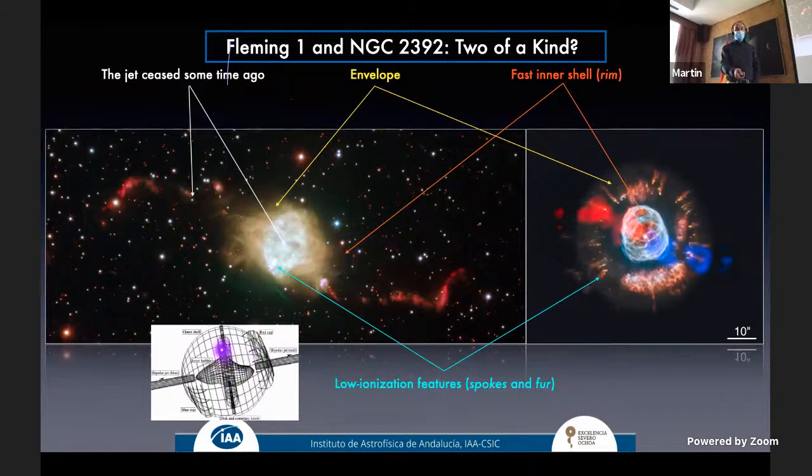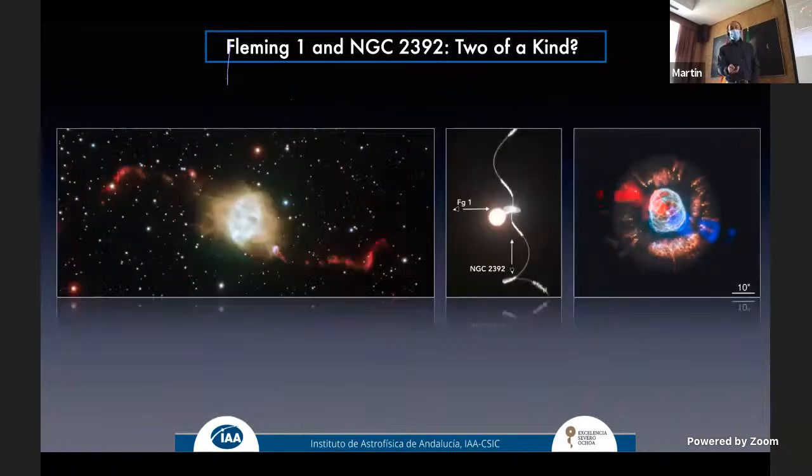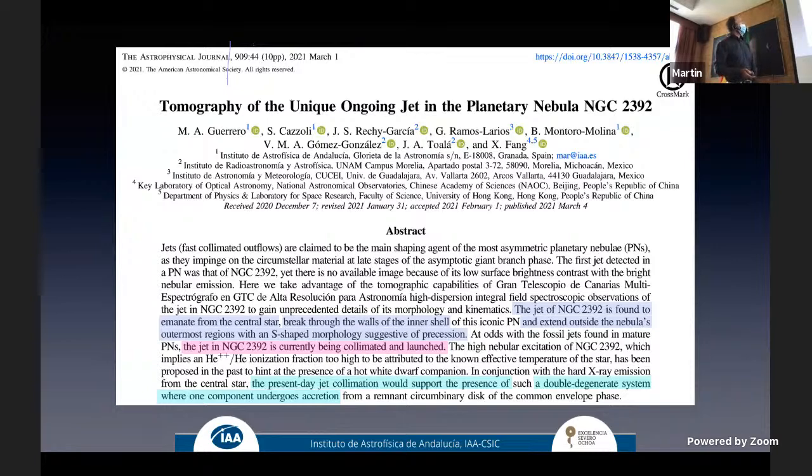One can see here the model that Maria Teresa Garcia Diaz made of this source, which corresponds quite nicely to what can be seen in this other case. So we are launching the idea of proposing that Fleming 1 and NGC 2392 are very similar sources, but seen from different points of view. Also, in the case of Fleming 1, we are observing this source a bit later, because the outflow is not being collimated at this moment, but it is in the case of the Eskimo. We published these results very recently in the Astrophysical Journal.